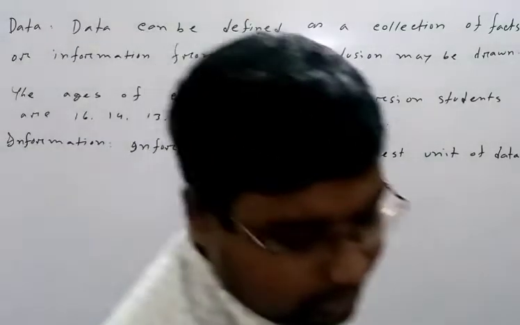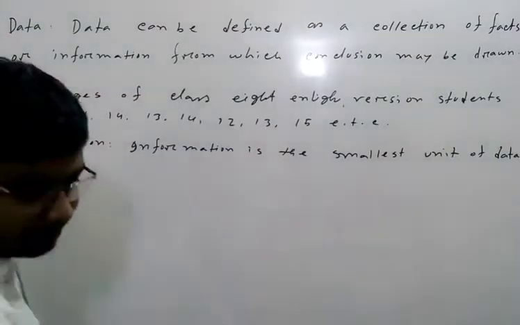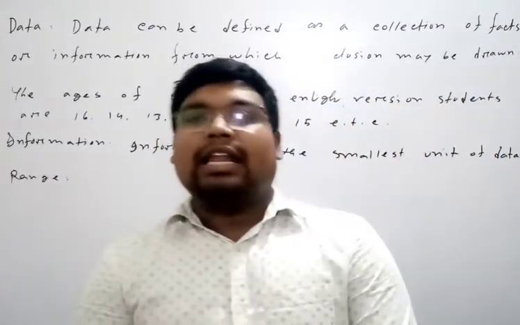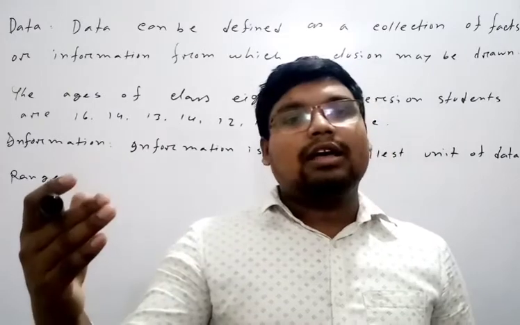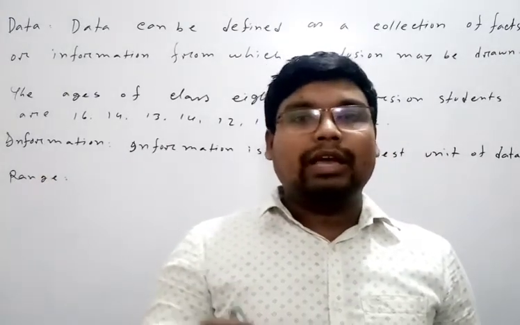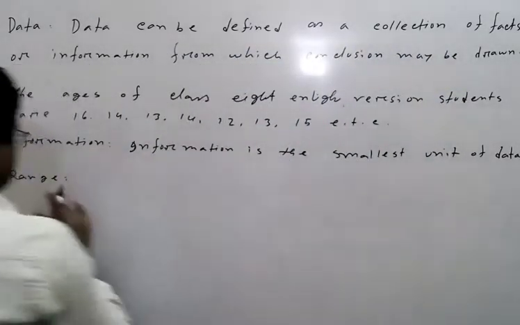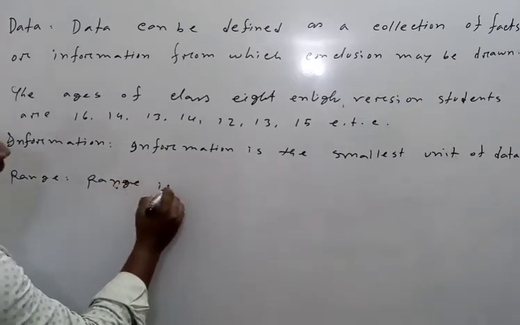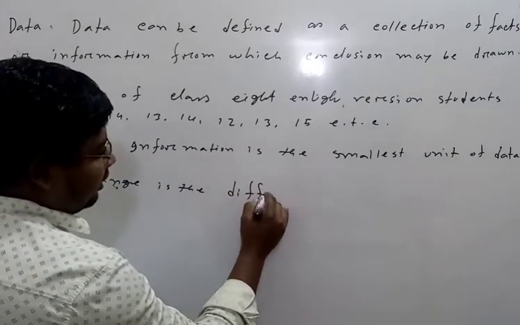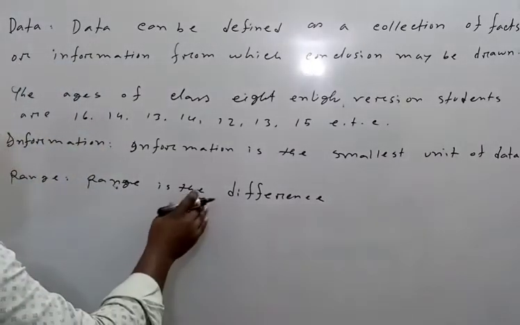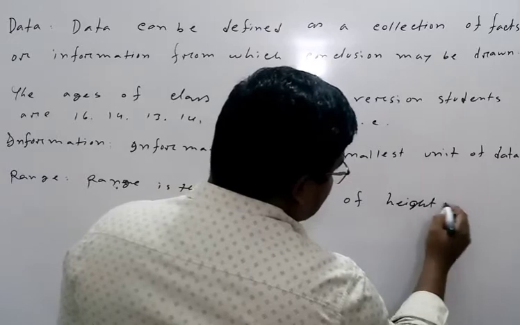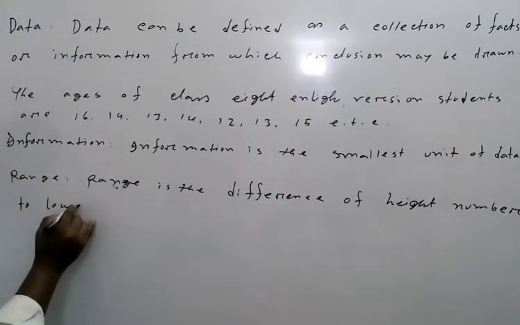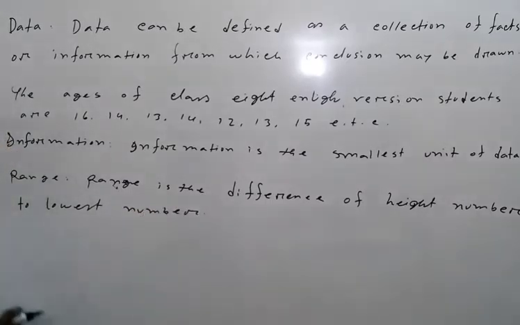Okay, now you just write: range. Look at me. Suppose you have a collection of data. Some data may be defined as the highest value, or a value which is defined as the lowest value. So range is the difference of the highest number to the lowest number.